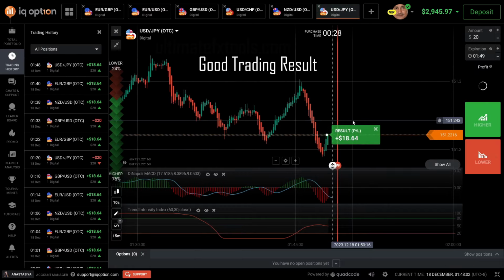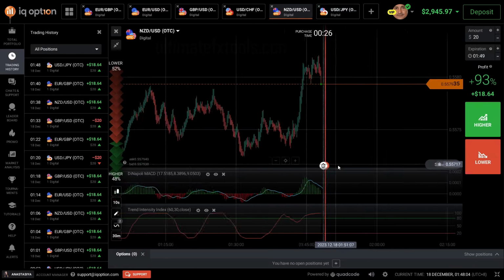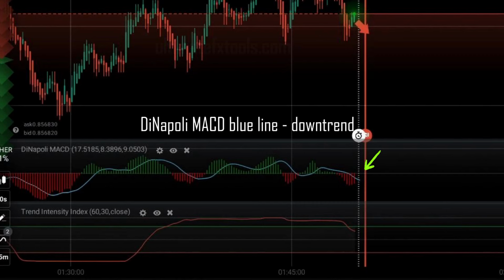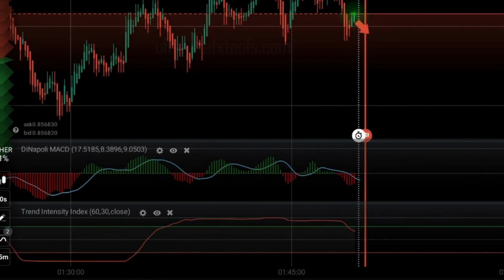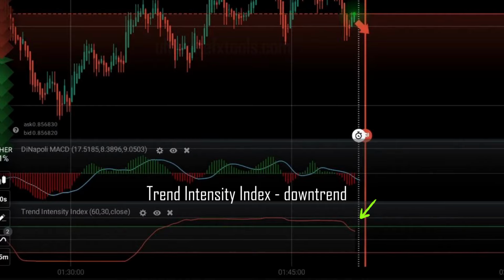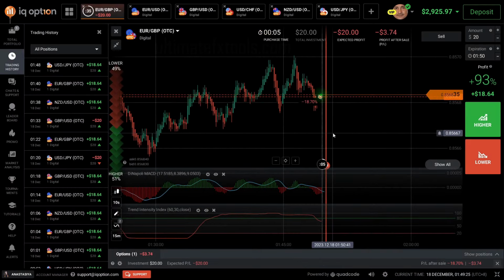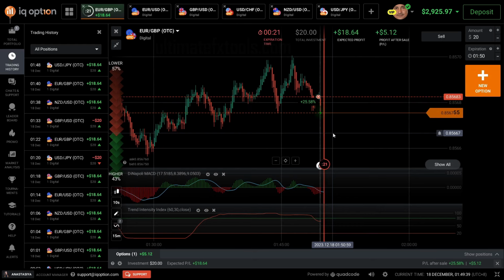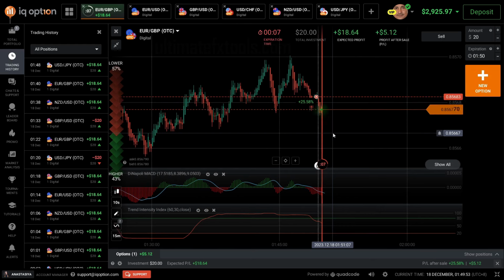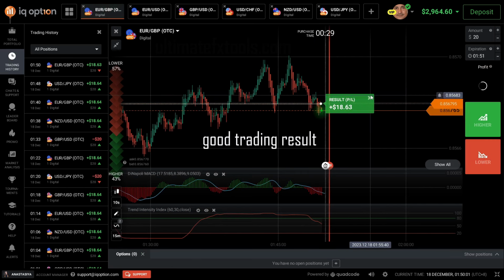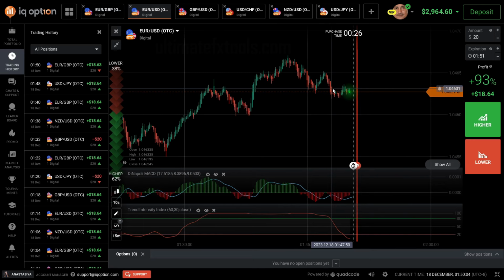We got our trading result and received a winning trade. Euro to pound sterling, a good charting position here. The DiNapoli MACD blue line is going lower, with our trend intensity index going lower too. Let's trade for lower. Good trading result. We also got bad trades with this method when used incorrectly.